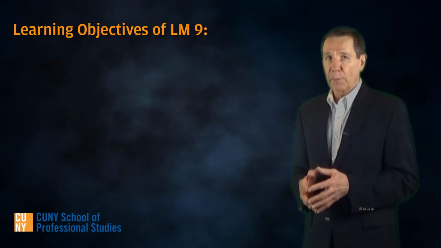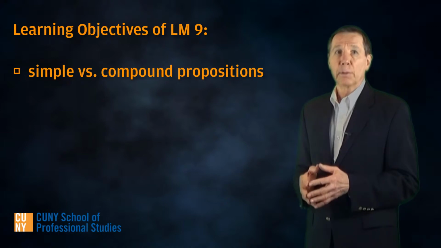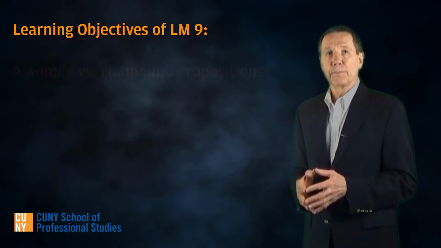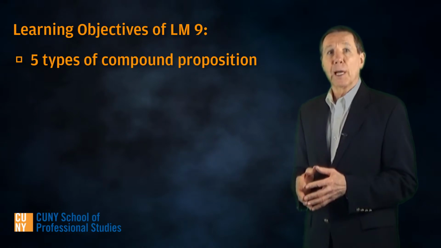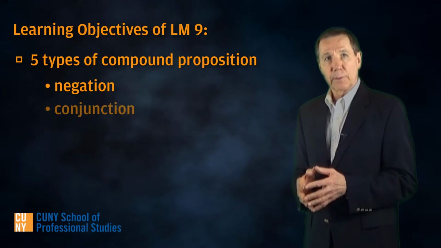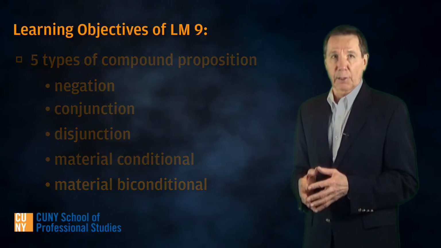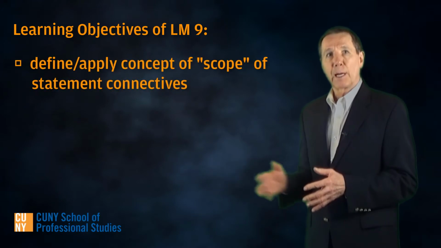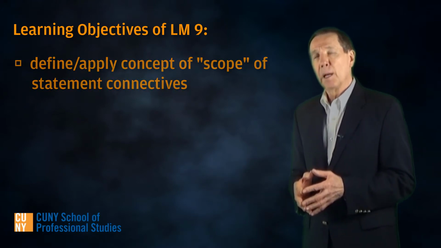By the conclusion of this module, you should be able to distinguish between simple and compound propositions, identify 5 types of compound proposition and the connectives they require, specifically negation, conjunction, disjunction, material conditional, and material biconditional. Define and apply the concept of the logical scope of a statement connective.